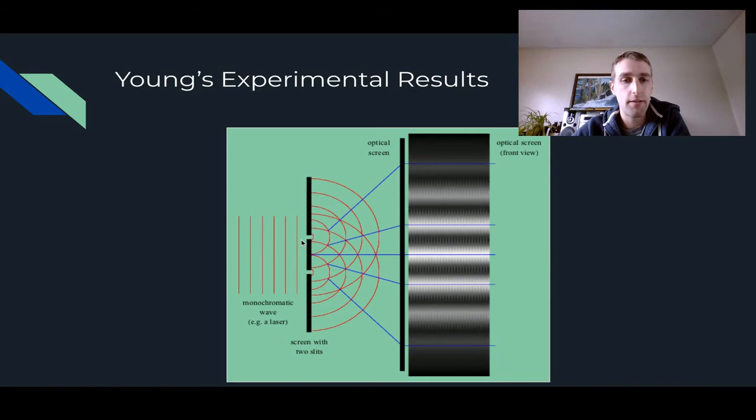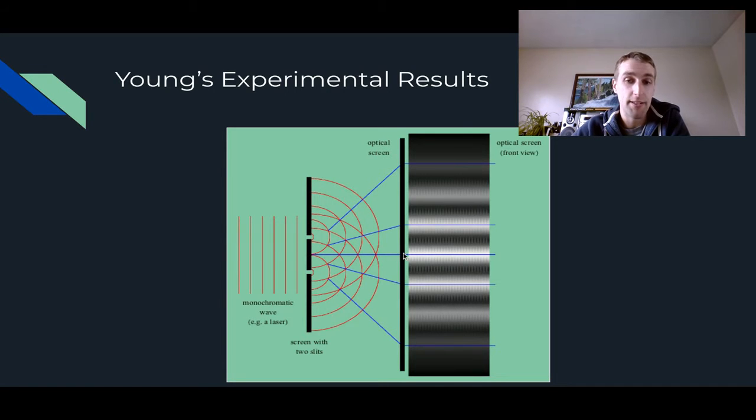If we have a wave front and then we send it through two slits that are thin and close together, each one acts as a source of ripples, and the ripples from one slit are going to overlap with the ripples from the other slit.